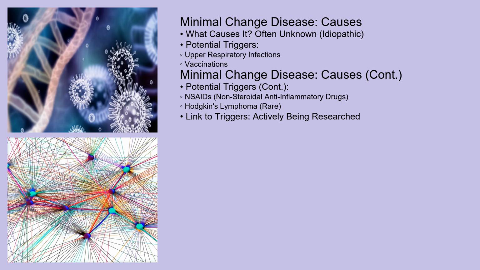So, what causes minimal change disease? The honest answer is, we're not entirely sure in most cases. It's usually idiopathic, meaning the cause is unknown. However, certain factors are thought to potentially trigger it in some individuals. These include upper respiratory infections, vaccinations, non-steroidal anti-inflammatory drugs, or NSAIDs, and even Hodgkin's lymphoma in rare cases. The exact link between these triggers and the disease onset is still being actively researched.